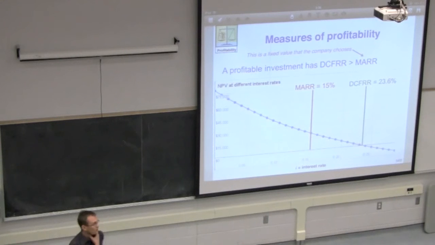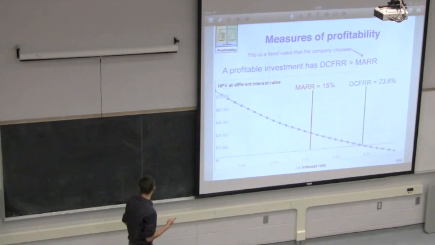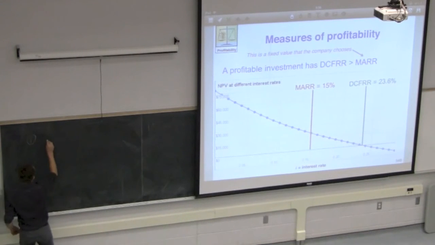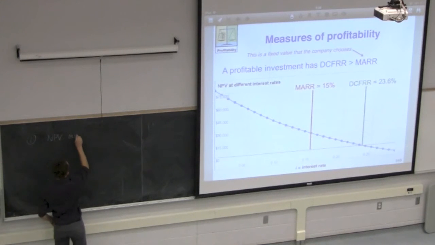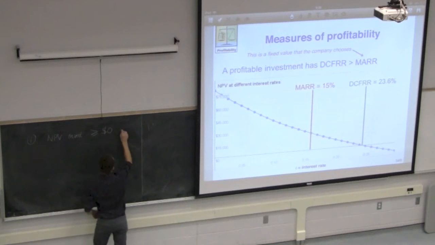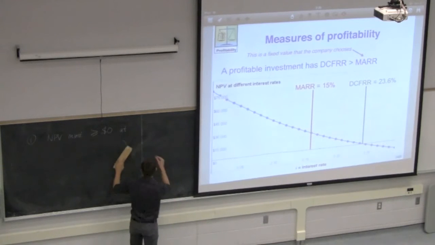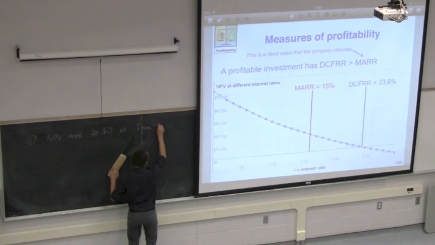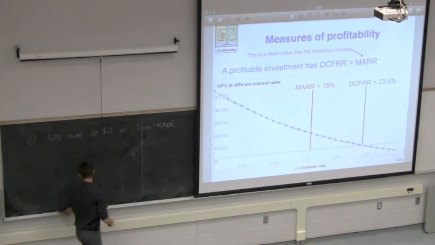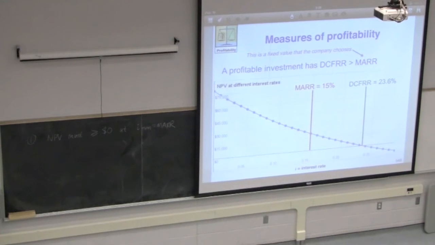This is why we look for two criteria when we evaluate the project. Firstly, the project has a positive NPV at the chosen interest rate equal to MARR. So first criteria is NPV must be greater than or equal to $0 at the time value of money given by the MARR. That's the first criteria that we have to have. Otherwise, the project is clearly not profitable if NPV is negative at the company's given minimal rate of return.